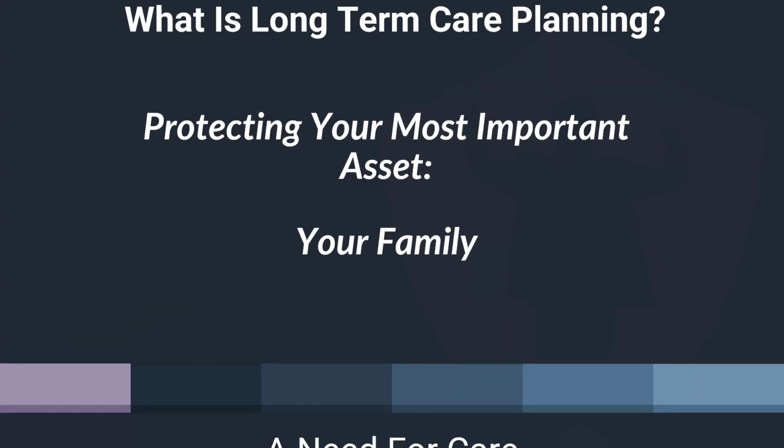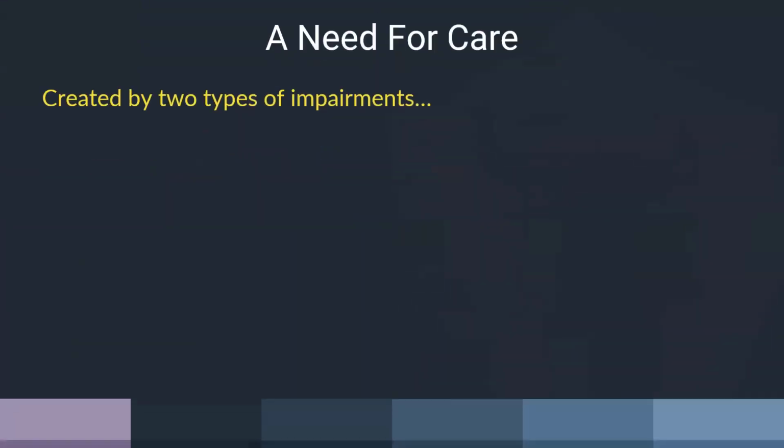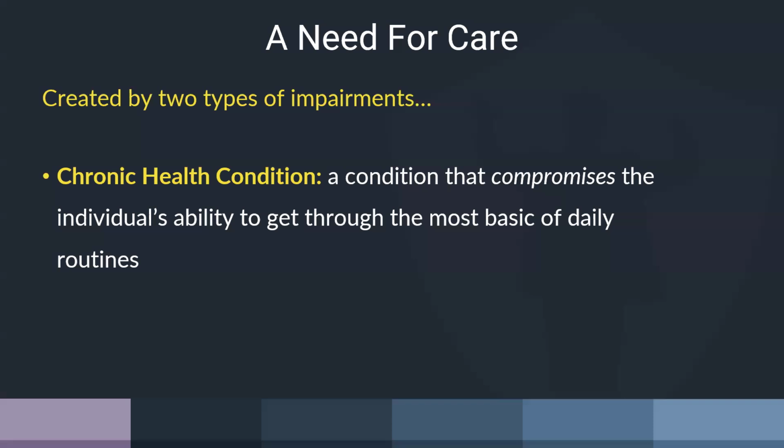If you look at the care, there are two types of impairments that we're really going to look at here. The first one is a chronic health condition. This is a physical condition that doesn't allow you to do the basic daily routines. You need help with cooking, cleaning, paying bills, whatever it is, and we'll talk a little bit more about that in just a minute.